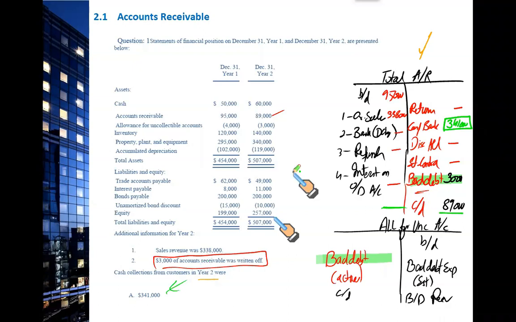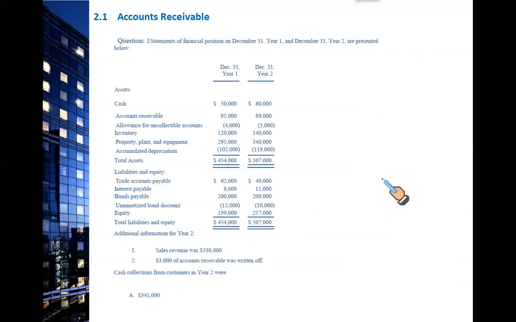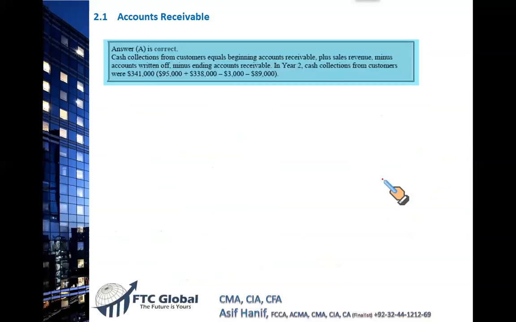So please remember this format. Yes, Vikas, you can find any unknown numbers by just following this format. Added 95, 338. There is nothing on the debit side. Deduct 3 and 89. You will find the balancing figure 341 as your cash collection from customers. Sometimes you may have to find bad debts. Use this format and you will find any unknown that you may need to require.